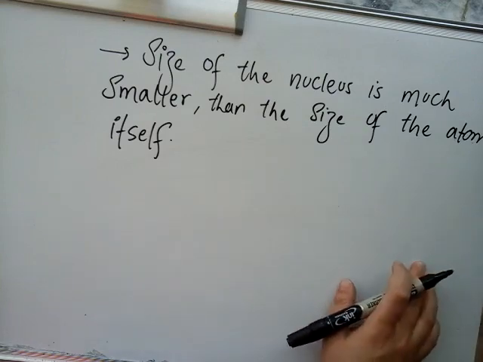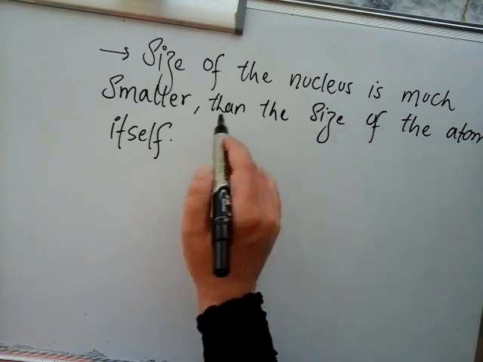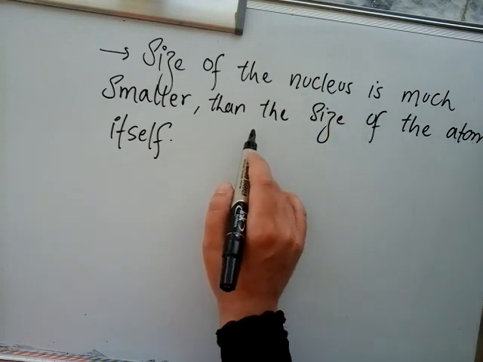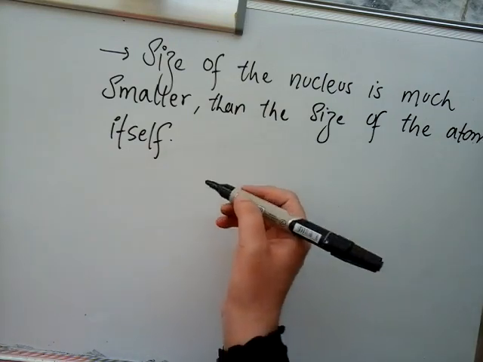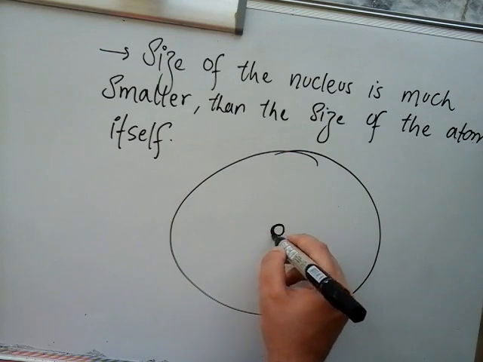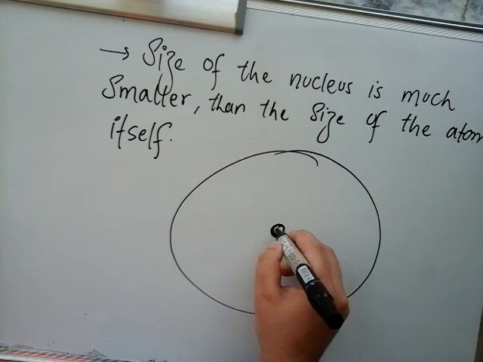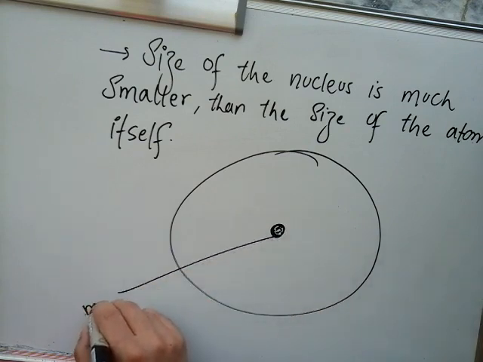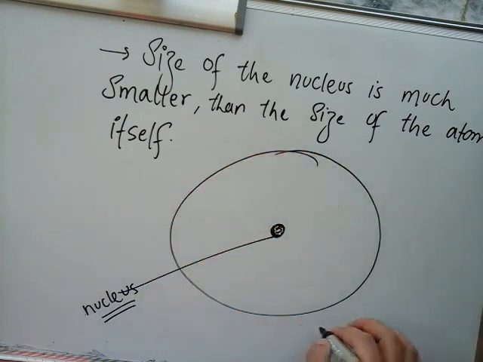The next important point you need to keep in mind is the size of the nucleus. Although the overall mass of the atom is the mass of the nucleus itself, the size of the nucleus is much smaller as compared to the size of the atom. So this is the nucleus. I told you earlier that the overall mass is concentrated in this nucleus, but still its size is much smaller as compared to the overall size of the atom.